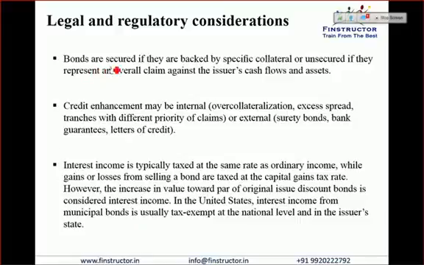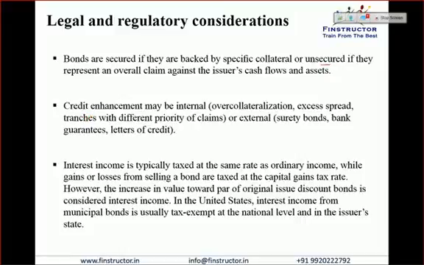Bonds are called secured if there is a specific collateral that they are backed by. They will be called unsecured if they represent an overall claim against the issuer's cash flows and assets. So unsecured implies that there is no specific asset that can be sold to recover. It will be the cash flows that the issuer is expected to generate that will be necessary for the repayment on this kind of a bond.